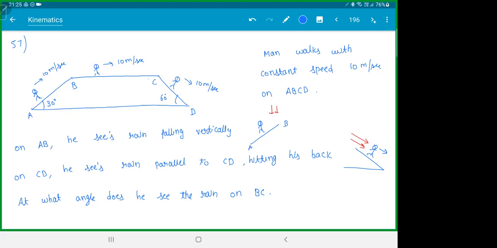How do we proceed with this? In this kind of scenario, when you don't know what is happening, I'll tell you one thing. Start from CD. The problem starts from CD. From there, you can figure out something about the rain. I don't know rain ka angle, I don't know rain ka speed. If I know these two, my job's done.